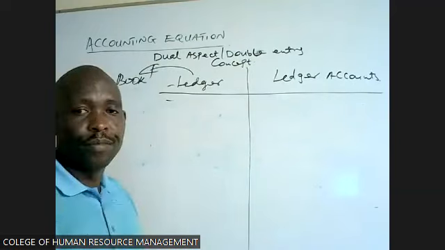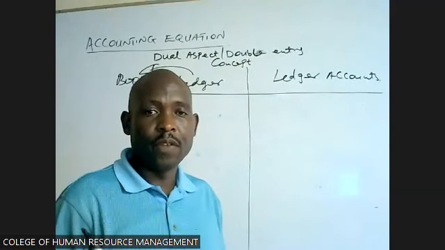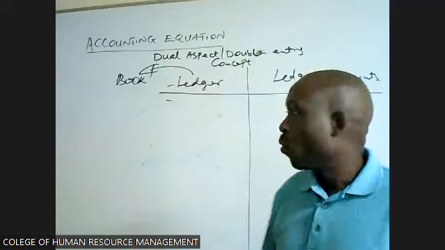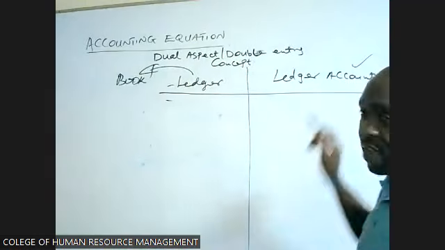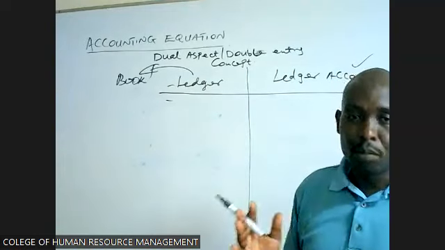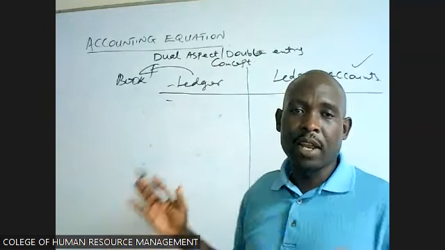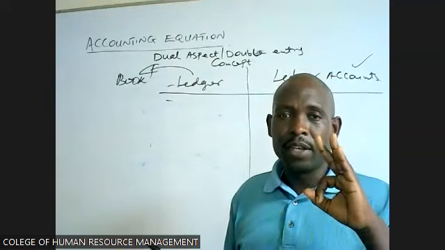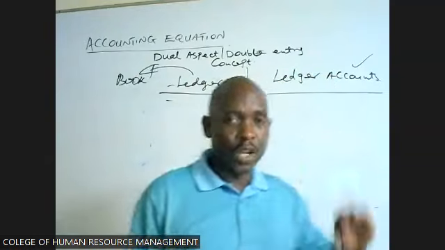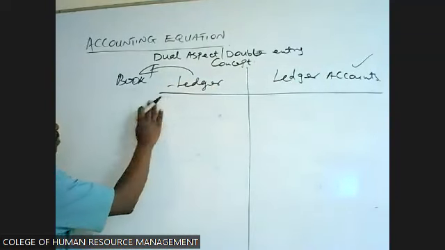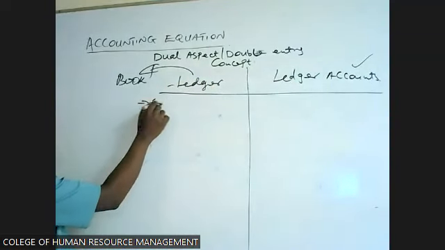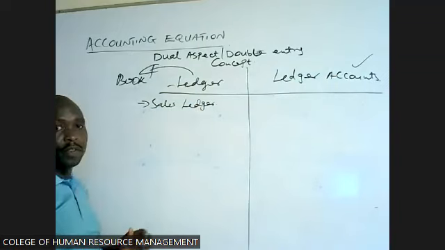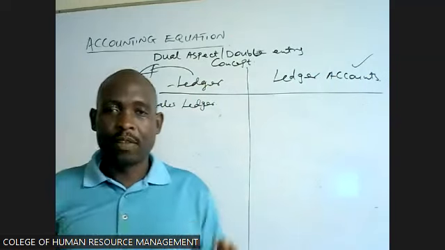A ledger is a book, the same way you have your book. And in that book, we are now going to have what we call the ledger accounts. Every page of that book is a ledger account. These ledgers are normally categorized into three. We have a ledger book we call the sales ledger.